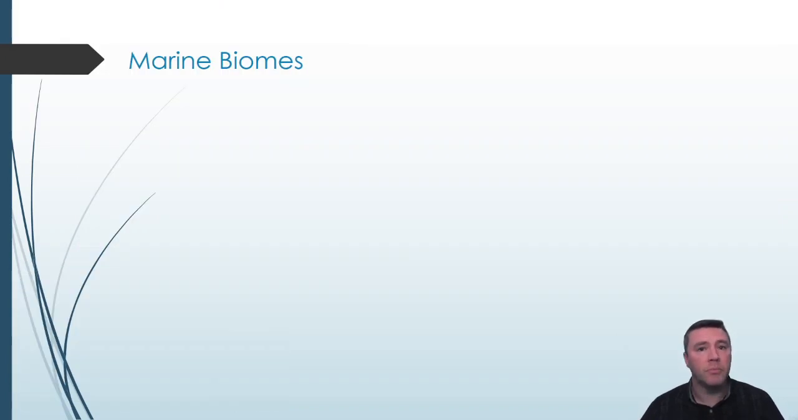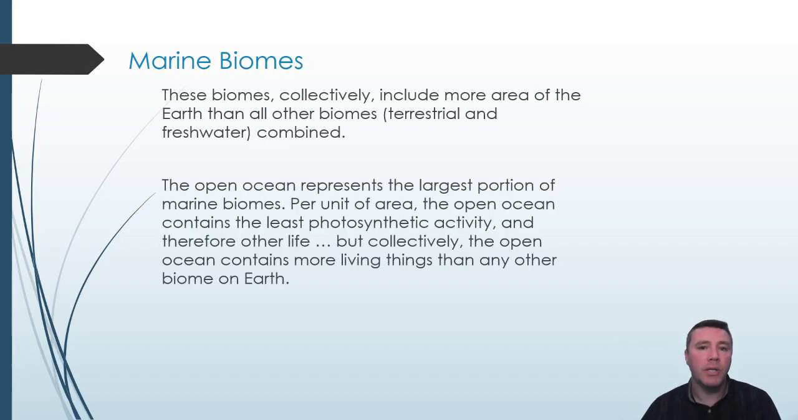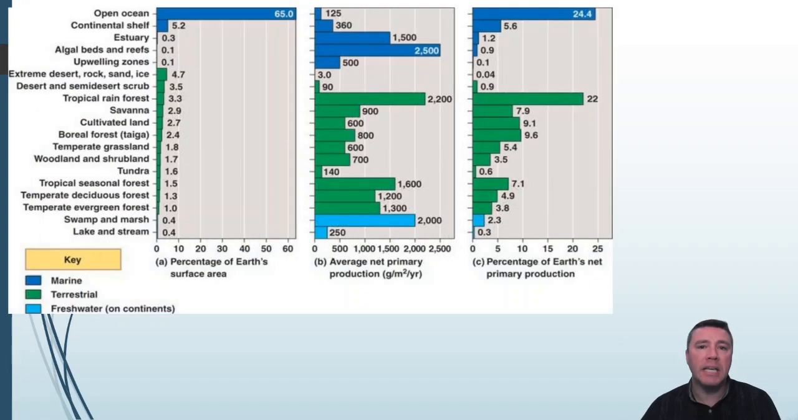Saltwater, or marine biomes, include more area of the Earth than all terrestrial and freshwater biomes combined. Although marine biomes include coral reefs and intertidal zones, it's the open ocean that represents most of marine biomes. In any given unit of area of open ocean, we find very little photosynthetic activity, but summed up, because the ocean is so large, it contributes far more of Earth's photosynthetic productivity than nearly all other biomes. Taking the total area of the ocean into account, we see that it is responsible for 1/4 of all of Earth's photosynthetic productivity.